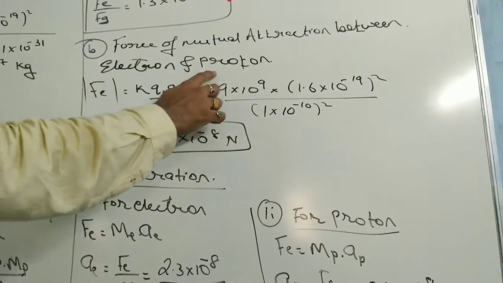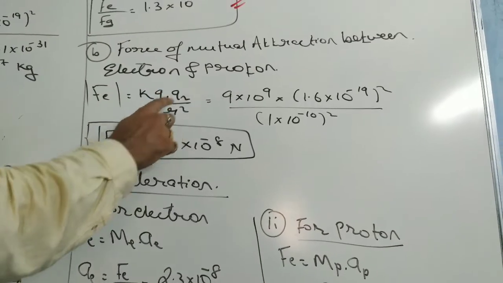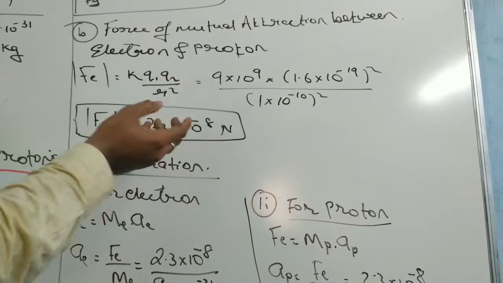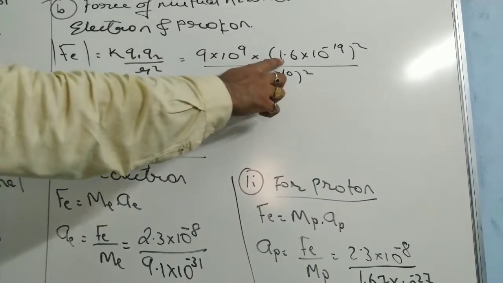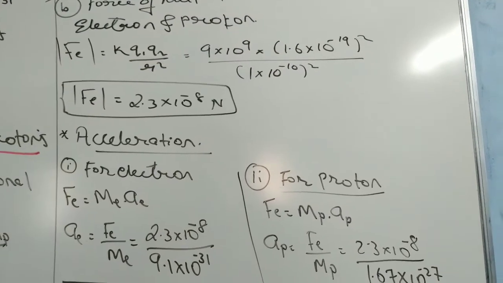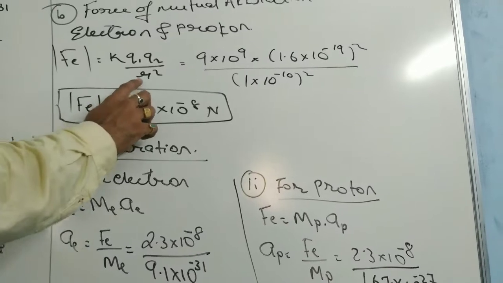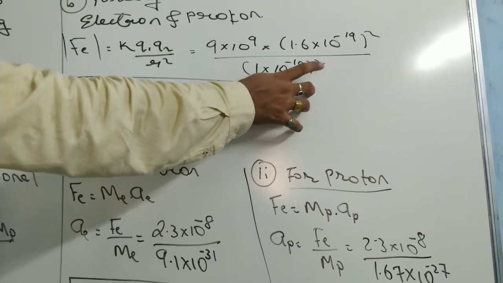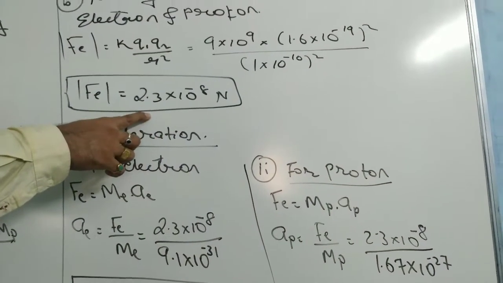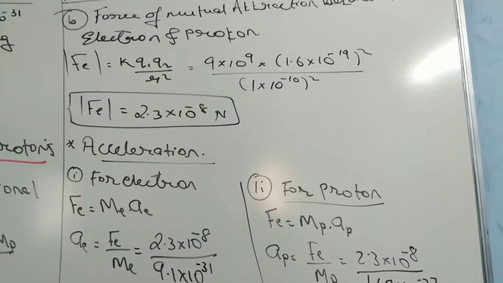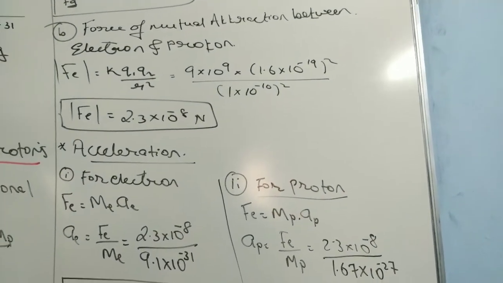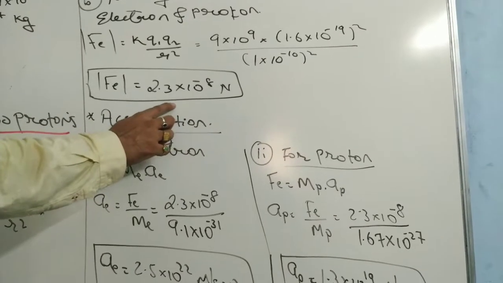The mutual attraction force between electron and proton is kQ1Q2 upon R square. Value of K we have 9 into 10 raised to 9. Charges of electron and proton are both the same, 1.6 into 10 raised to power minus 19, whole square, and distance is 1 angstrom. 1 angstrom, students, is 1 into 10 raised to minus 10, whole square. So this force comes to 2.3 into 10 raised to power minus 8 Newton. This is the value of force.